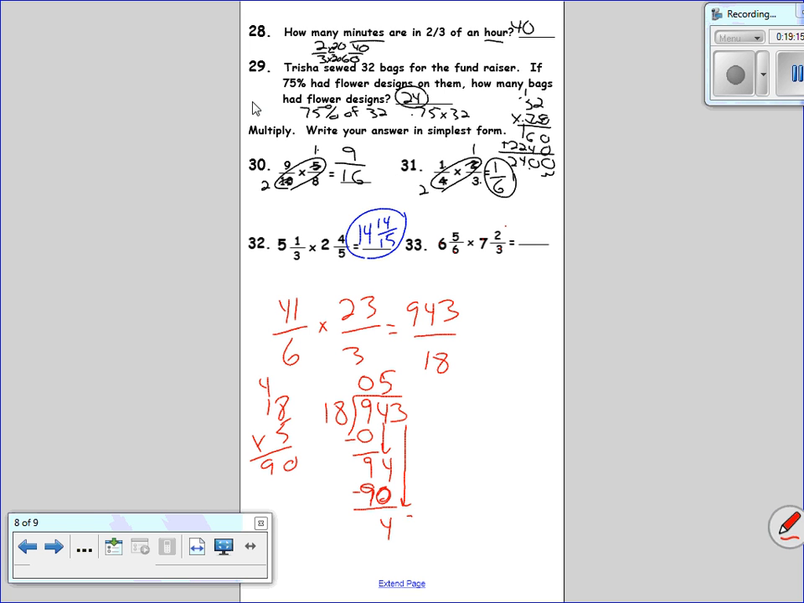It gives me 4. I'm bringing the 3 down. How many 18s can go into 43? 2 can. But 18 times 2 gives me a 36. So my remainder would be remainder 7. So my answer is 52 remainder 7 over 18.